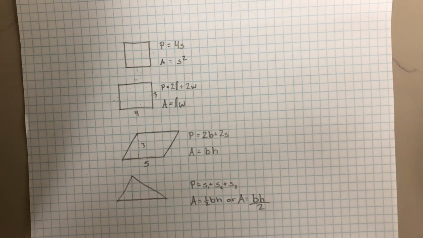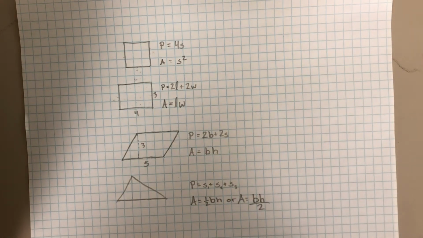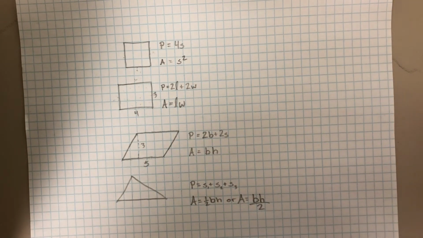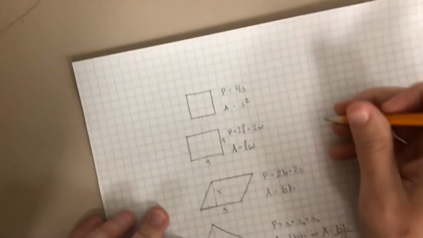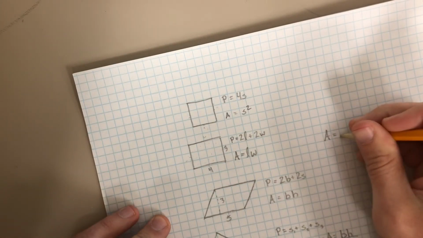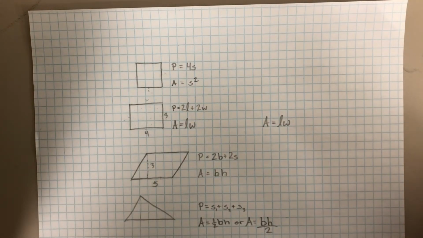Okay? So if we go ahead and look at practice letter A, it says write the formula for the area of a rectangle and then substitute 8 centimeters for the length and 5 centimeters for the width. Solve the equation and find the area of the rectangle. So first, write the formula for the area of a rectangle. That's right here. Area equals length times width. Okay? And then substitute 8 for the length and 5 for the width.